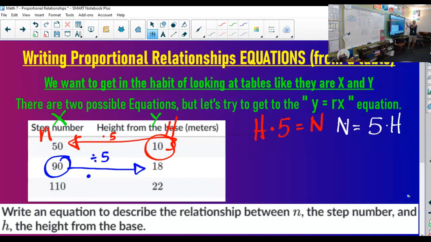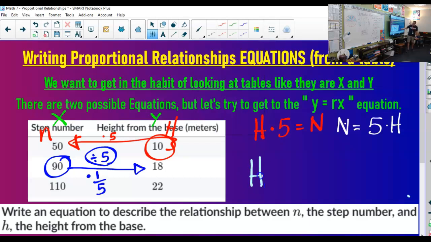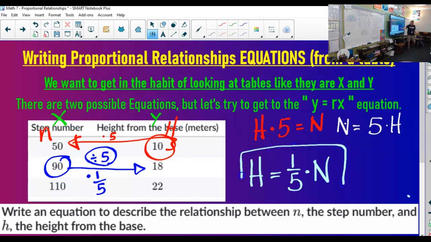Okay, so you were going that way, so that's totally fine. We can do times 5. Lakin? Guys, division by 5 is the same as talking about a fifth. So what we could also say here, and you're probably going to see this on your homework, is that the height is a fifth of the step number, and that's the form we're trying to work to.